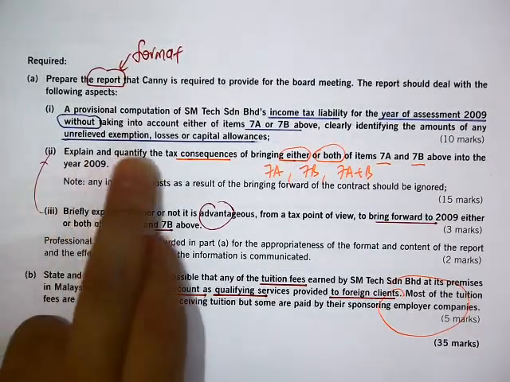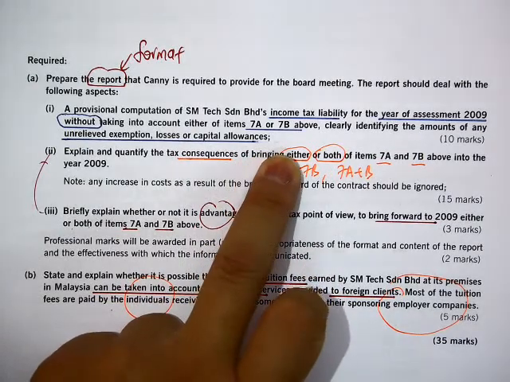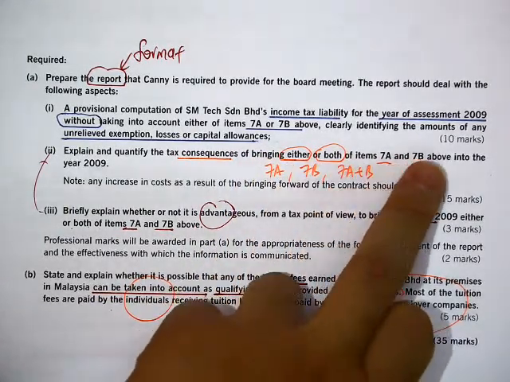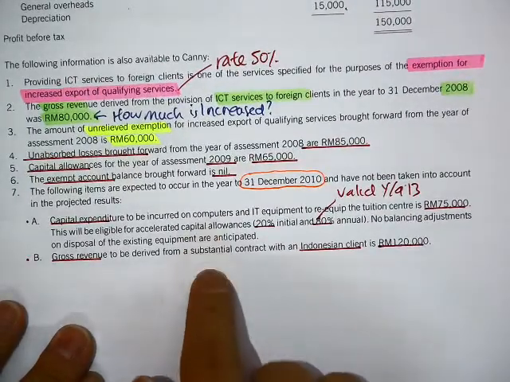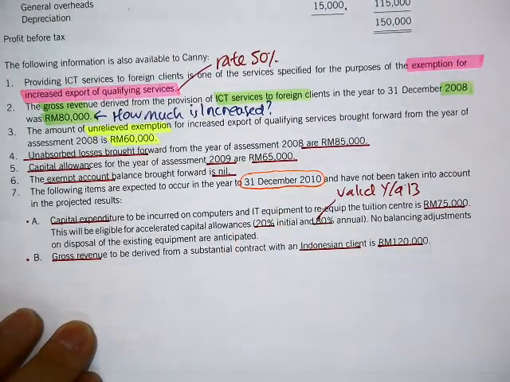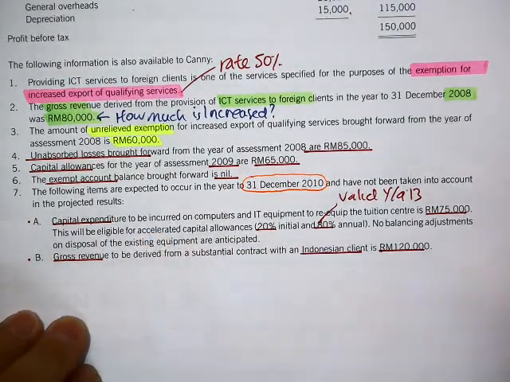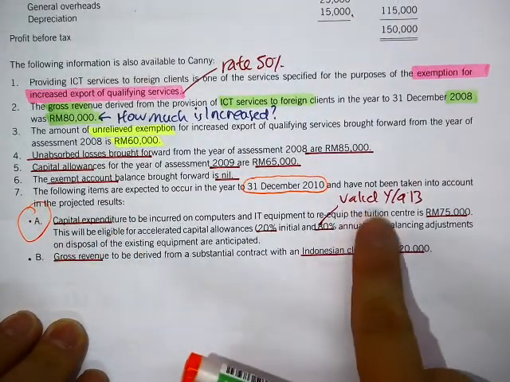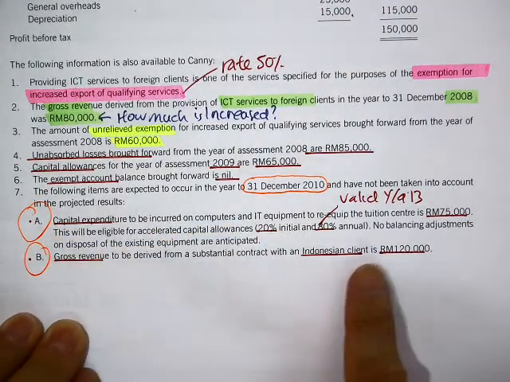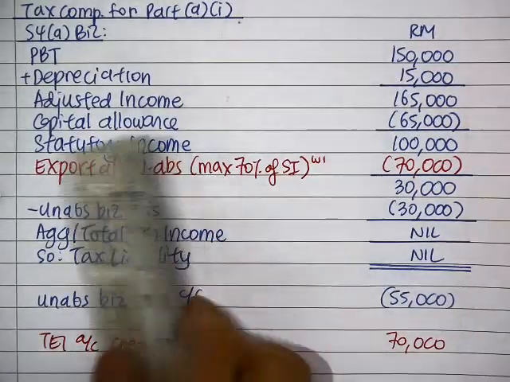Now what will the tax consequence be if you bring either or both A, B into 09? You bring them forward because they plan to have these two things in 2010. So if you bring them forward to 09, what will happen? Now, this one, it will affect your CA because you're going to claim CA. And B, this one will affect your sales, your export sales.